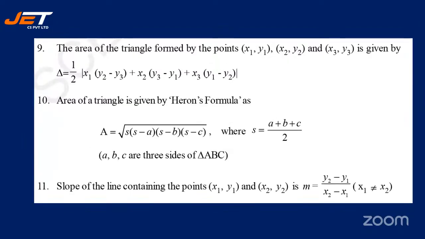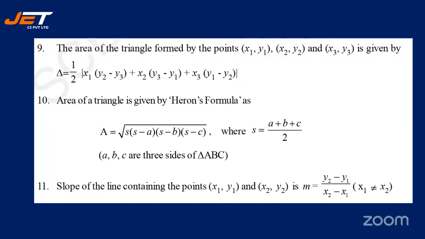Next, the area of the triangle formed by the points x1, y1, x2, y2, and x3, y3 is given by half into x1 into y2 minus y3 plus x2 into y3 minus y1 plus x3 into y1 minus y2.